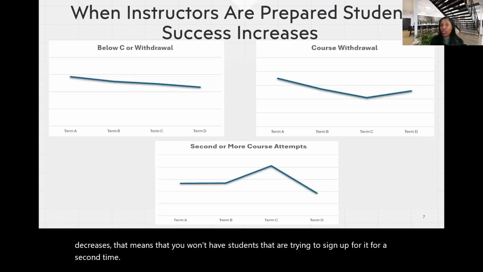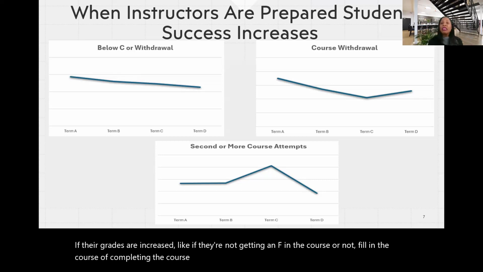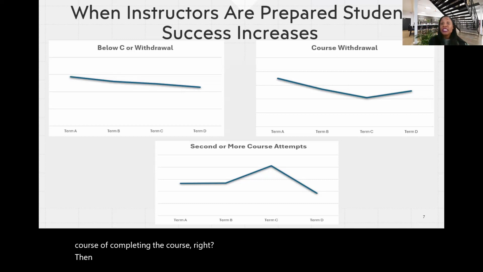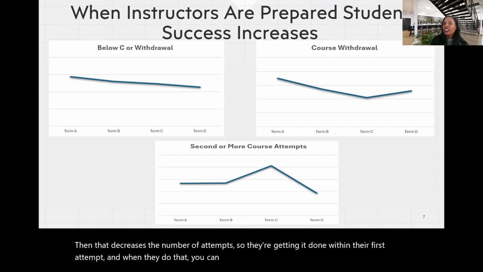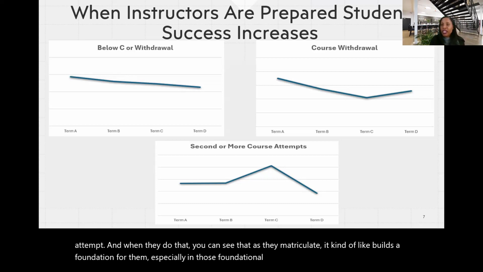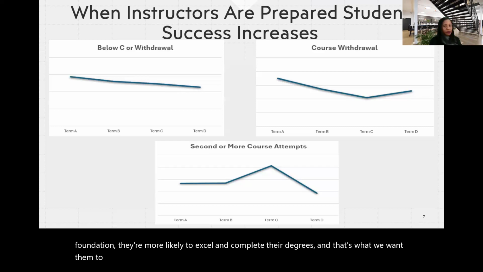If their grades are increased, like if they're not getting an F in the course or failing the course, but completing the course, right? Then that decreases the number of attempts. So they're getting it done within their first attempt. And when they do that, you can see that as they matriculate, it builds a foundation for them, especially in those foundational courses. If they have that strong foundation, they're more likely to excel and complete their degrees. And that's what we want. We want them to complete those degrees.